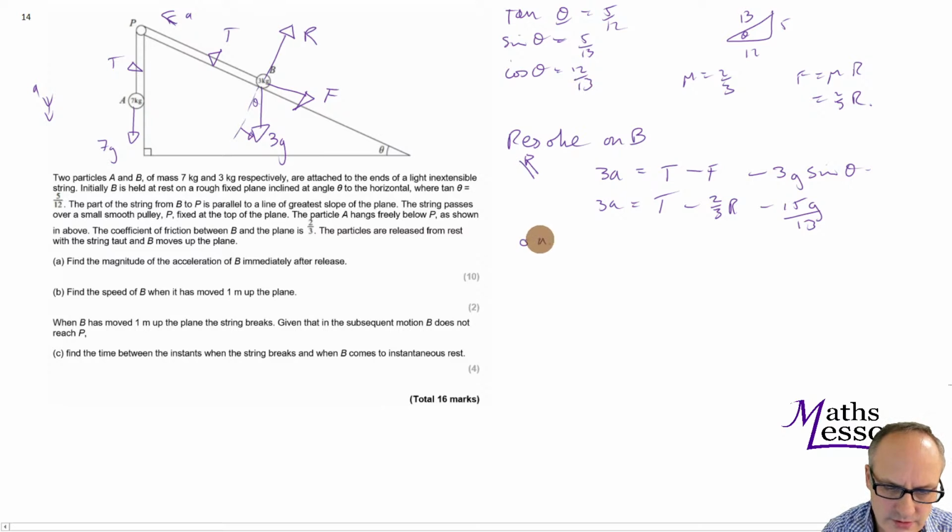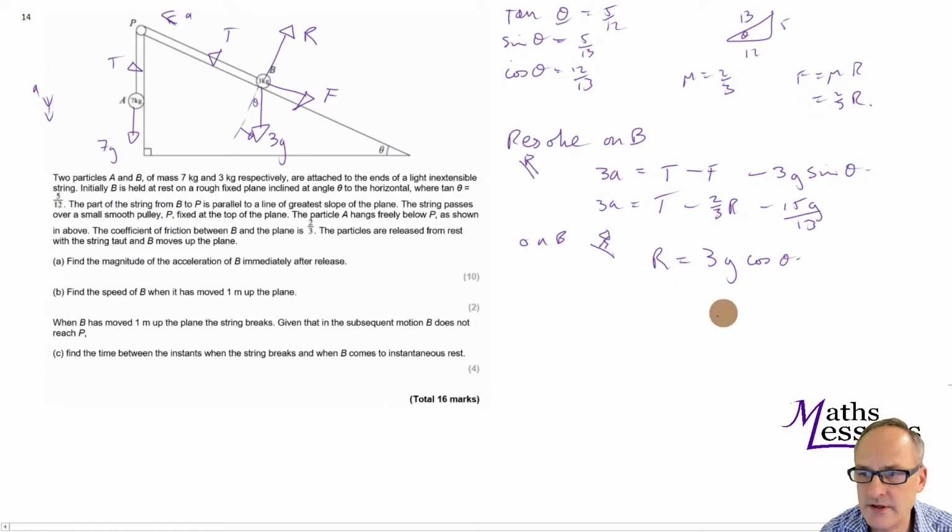Now, if we also resolve on B, but this time perpendicular to the plane, to find out what R is equal to. So R is going to just equal 3G cos theta because it's in equilibrium this way. The acceleration's all that way. This is perpendicular to acceleration, so we're in equilibrium. Therefore, we have R will equal 3G cos theta. So that's going to be equal to, cos theta is 12/13, so we get 36G/13 here.